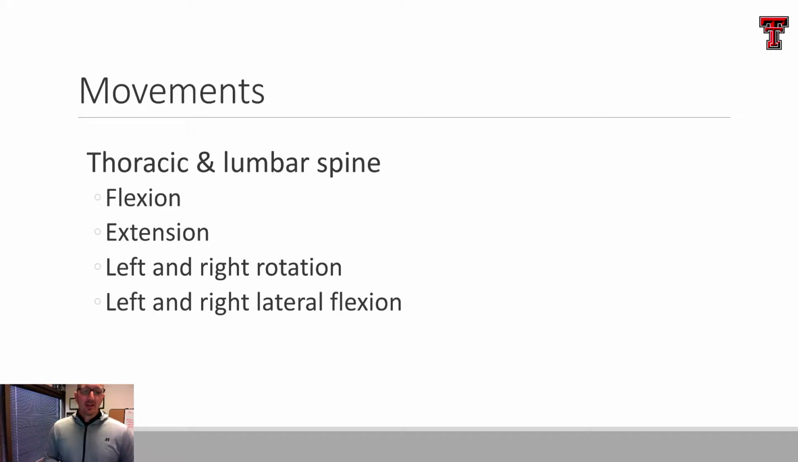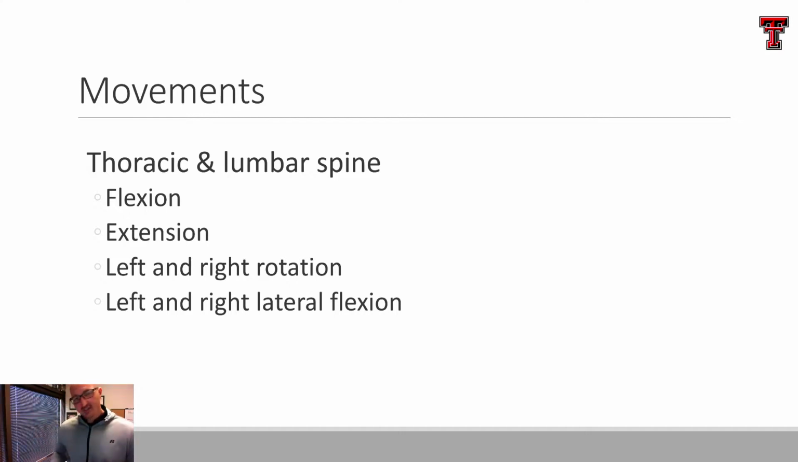Okay, so in these segments, we've got flexion and extension again. We still have left and right rotation and left and right lateral flexion, but because of the orientation of those facet joints in the thoracic spine, more kind of frontal plane, we can lateral flex a little easier. Whereas in the lumbar spine, we've got more of a sagittal plane orientation and we're better suited for flexion and extension.